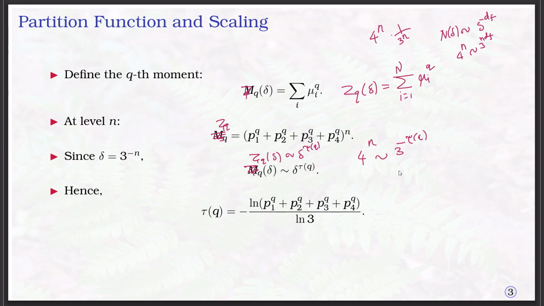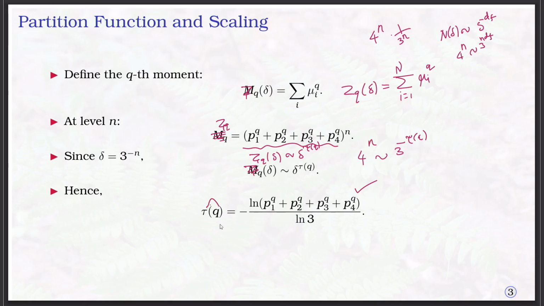So tau q comes from the 4 power n intervals, where as a probability we need to multiply. One can obtain tau q by this relation: tau q equals minus ln of (P1 power q plus P2 power q plus P3 power q plus P4 power q) by ln 3.